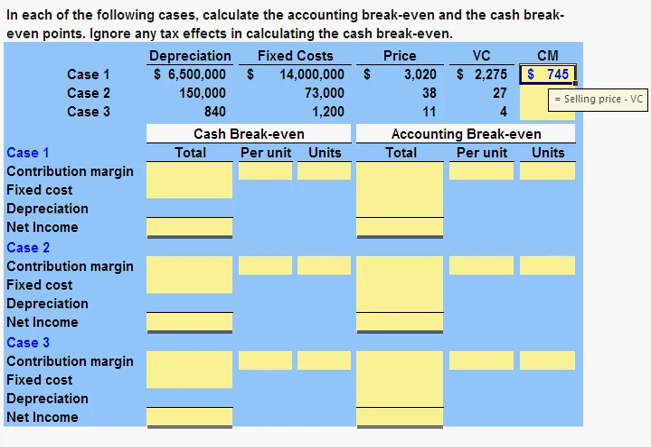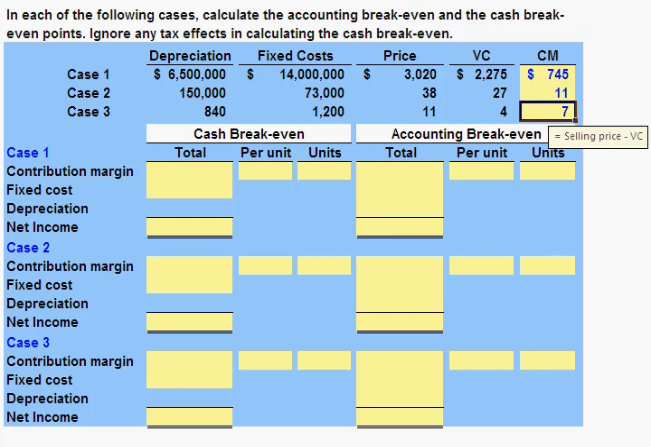This is the $3,020 selling price minus our $2,275 per unit variable cost. For case 2, our contribution margin is $11 per unit, which is the $38 per unit selling price minus the $27 in variable cost. For case 3, our contribution margin will be $7 per unit.